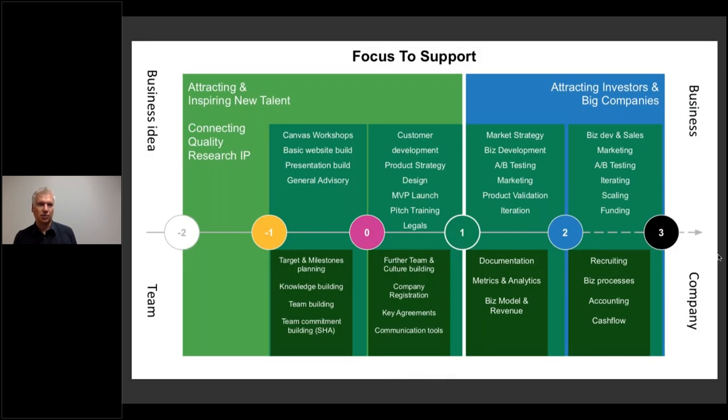And the types of services were mentioned a little bit, but here's a section on connecting quality research IP with the startups. That rarely happens. It may happen in the form of companies in connection with the university, the students or the researchers, but it doesn't expand a lot, so that entrepreneurs outside of universities would be effectively connected with the IP that the universities have, for example. Then canvas workshops, basic website builds, presentation builds, are the type of services. And that's just to give a generic highlight.